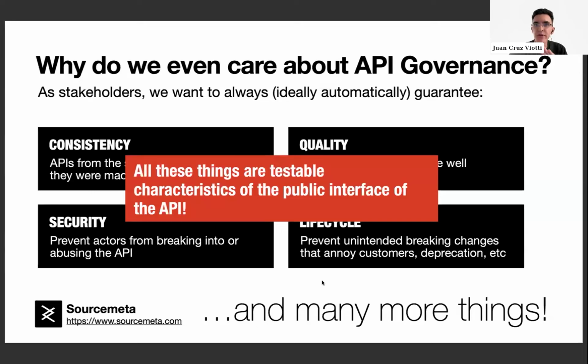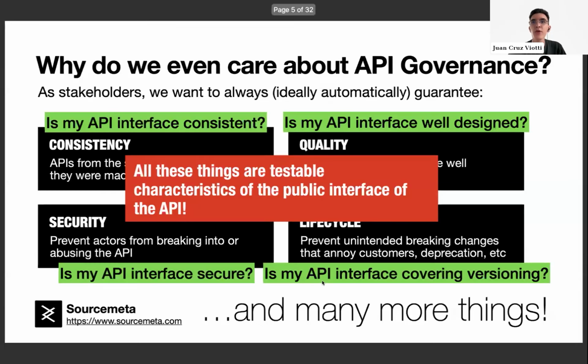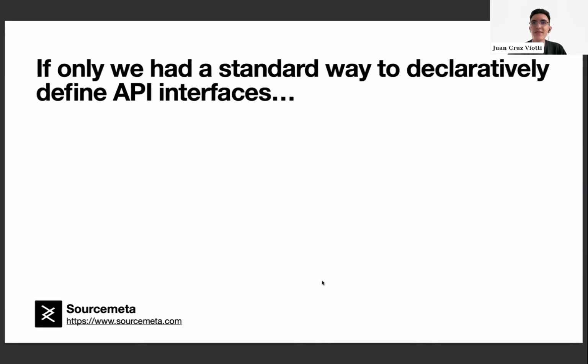All of the things I'm mentioning here are characteristics of the interface of the API. They are characteristics of the boundary of the API. In other words, when you are trying to apply governance, a lot of it is actually asking things like, is my API interface consistent? Is my API interface secure? Is my API interface well-designed? And so forth. And if all of these things apply at the interface level, how can we reason about that interface or boundary to begin with?